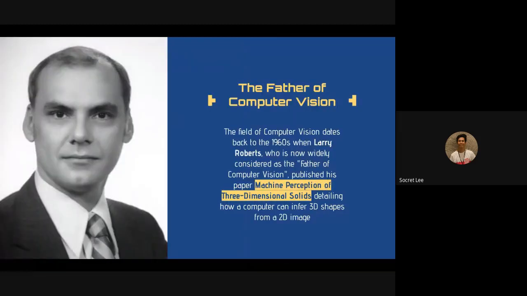And so the field of computer vision itself dates back to the 1960s with Larry Roberts, who is now widely considered the father of computer vision. He published a paper titled "Machine Perception of Three-Dimensional Solids," detailing how a computer can infer 3D objects from 2D images. And his work led many other researchers into the field that we now know as computer vision. And since then, there have been multiple approaches to conducting research in computer vision.